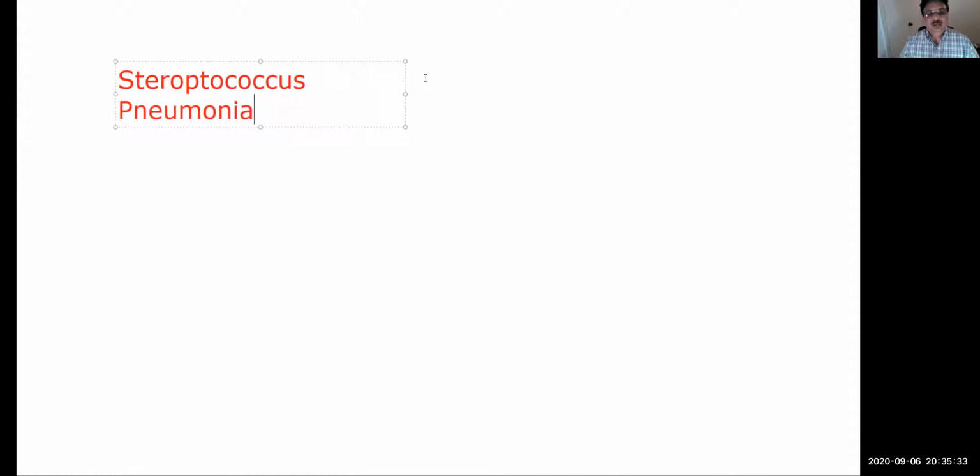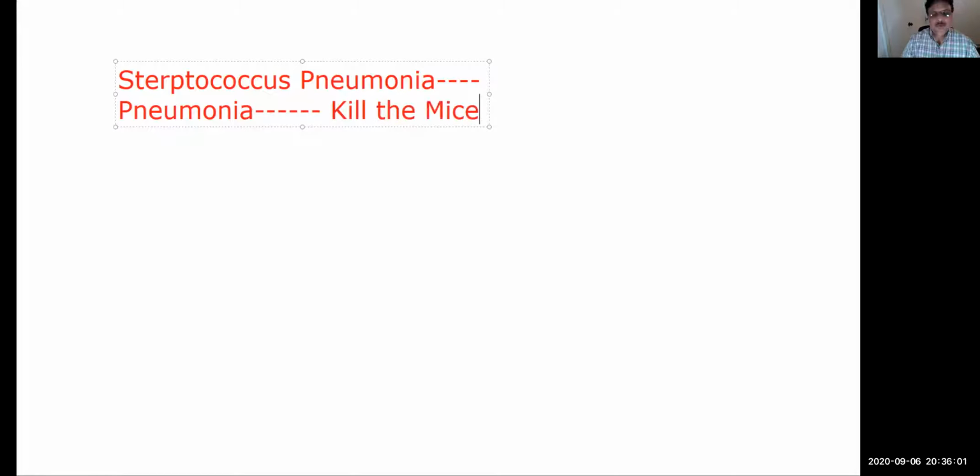All these scientific names should be italicized, but because I'm using Zoom and it doesn't give me an option to italicize, I'll just write it like this. So this is Streptococcus pneumoniae. This can cause pneumonia, and this pneumonia can kill the mice.